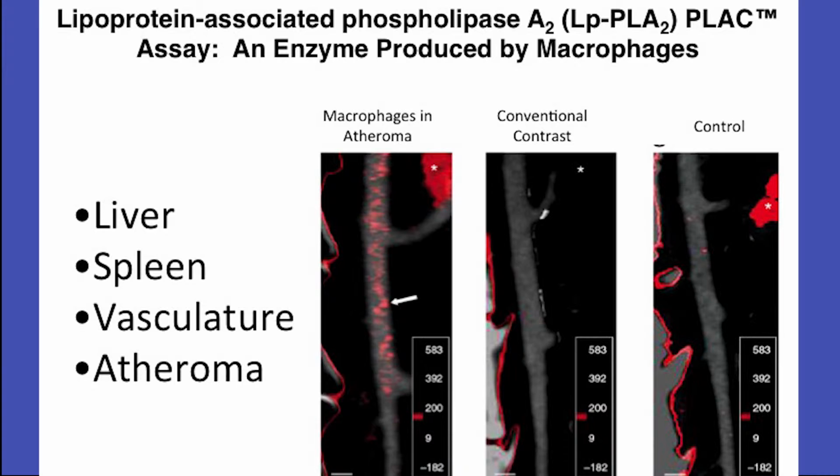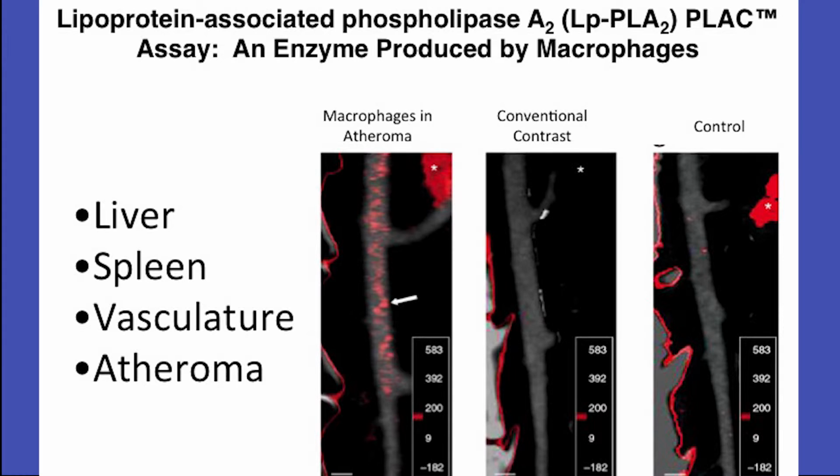Now, this is in healthy, in this case, healthy individuals. These are actually animals with induced atheroma in the aorta, where one can physically see the enzyme here. This is conventional contrast. This is a patient with no atherosclerosis. So, in fact, one can see that it's physically produced in plaque. But besides that, the other pool of macrophages are the liver, the spleen, and in general, the vasculature.